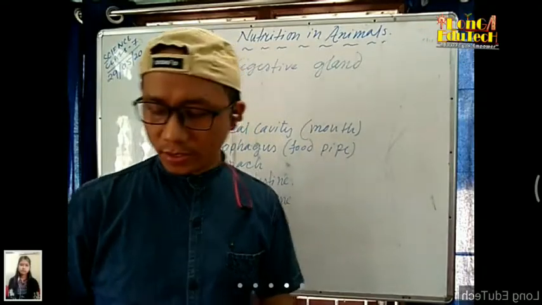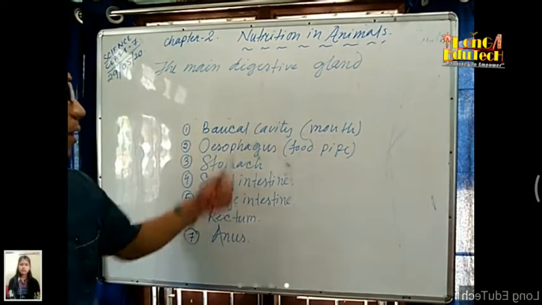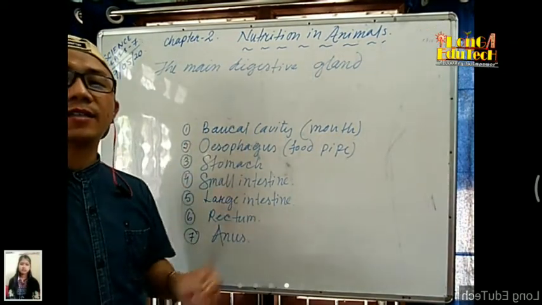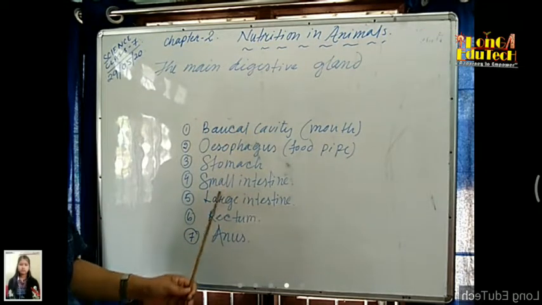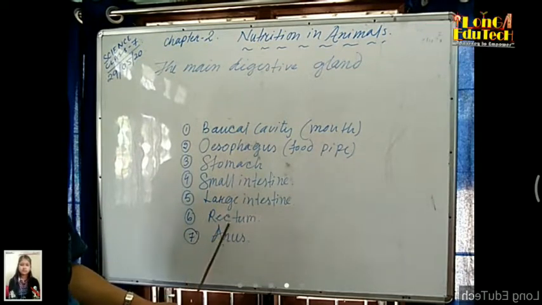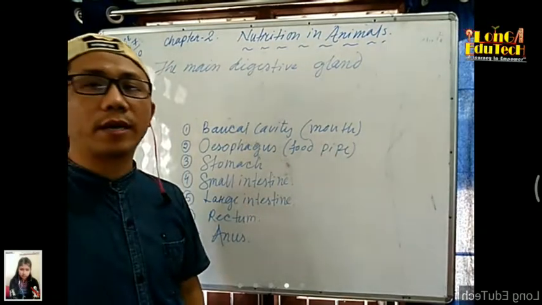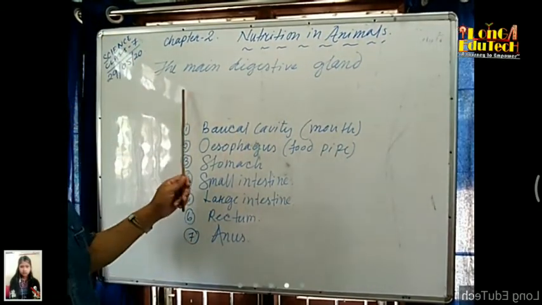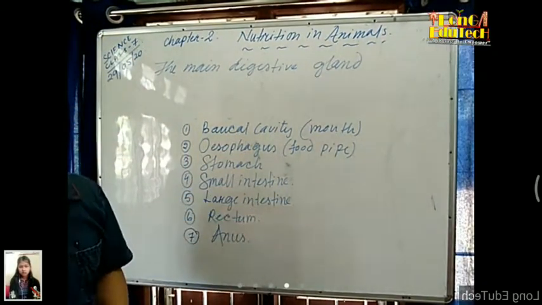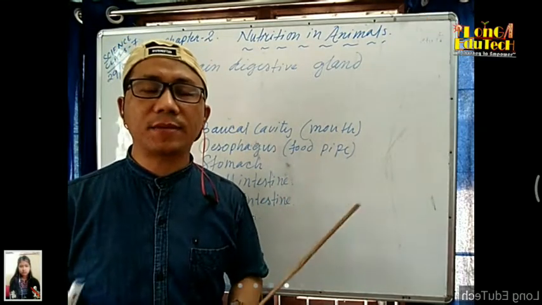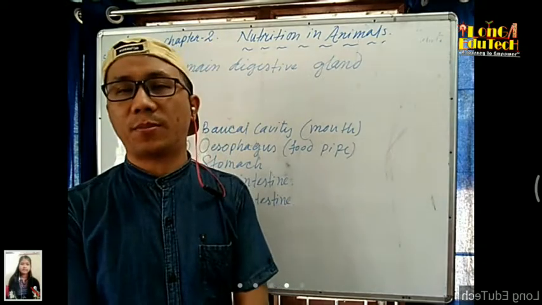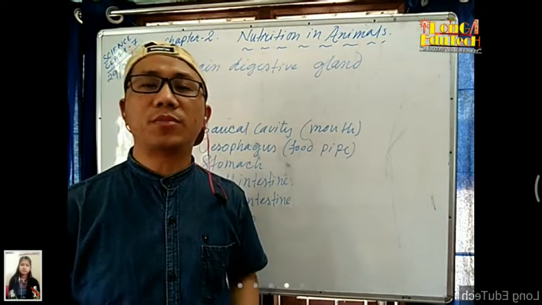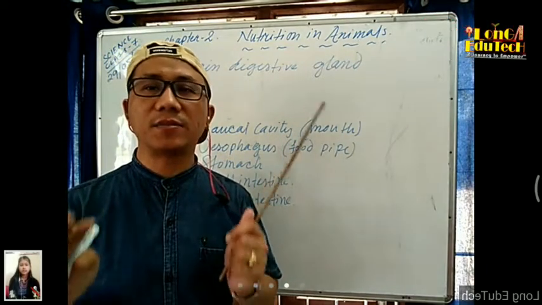We already discussed the organs of the human digestive system: buccal cavity, oesophagus, stomach, small intestine, large intestine, rectum, and anus. Now we come to the main digestive glands. What are the main digestive glands? Glands are those organs in our body which produce the digestive juice.